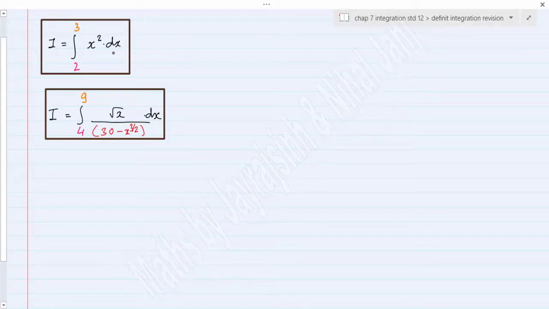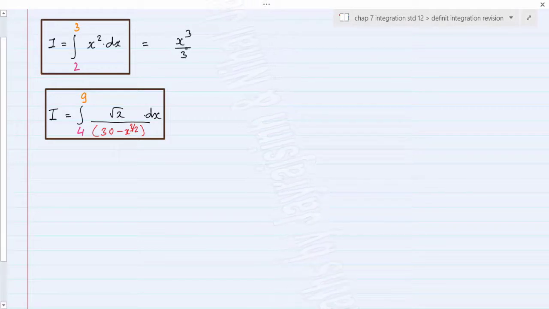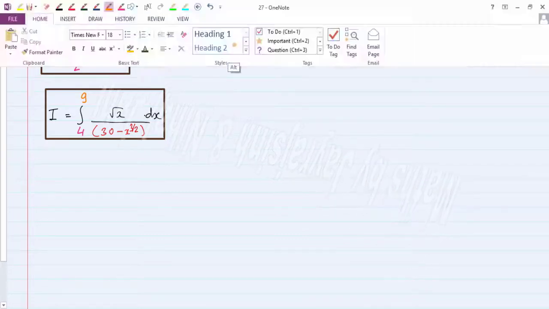Let's begin with the first question. In this question, we have to integrate x square. Limit is from 2 to 3. So, integration of x square is nothing but x raised to 2 plus 1, or we can say x cube upon 3, and our limit is from 2 to 3.